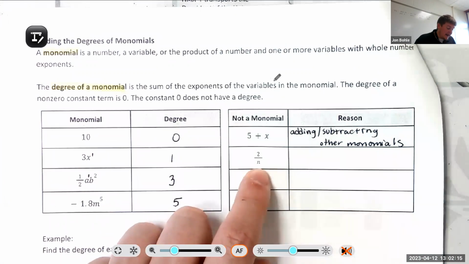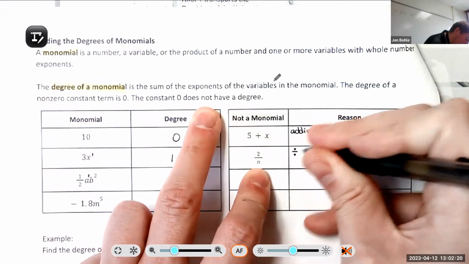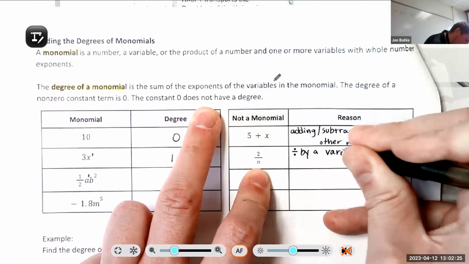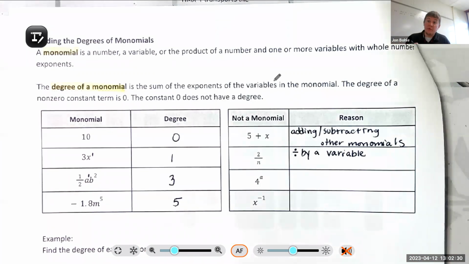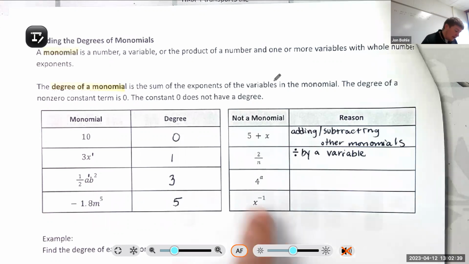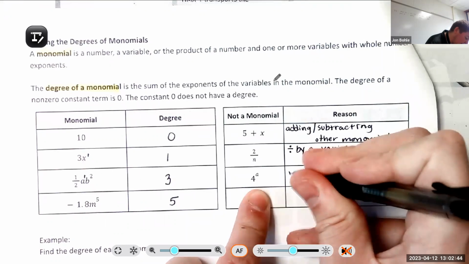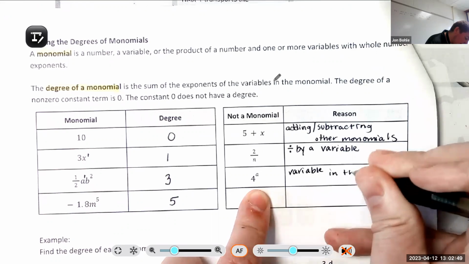Okay, 2 divided by n. This is not a monomial because you're dividing by a variable. Can't divide by a variable because when you divide by a variable, you have a negative exponent. And with this, we're looking for only whole number positive exponents on our monomials or polynomials. Okay, 4 to the a power is not a monomial due to having a variable in the exponent.